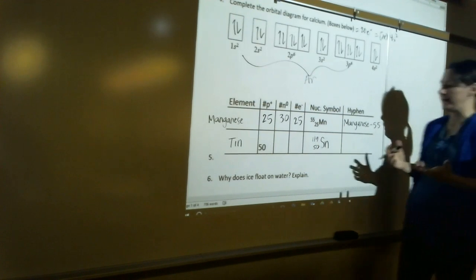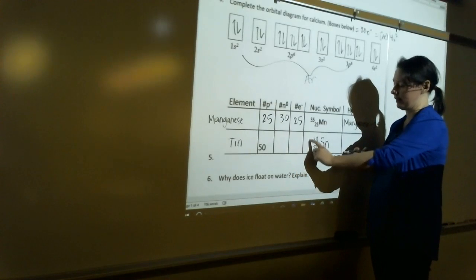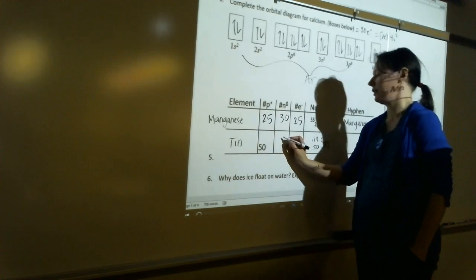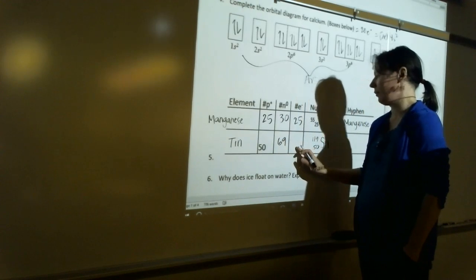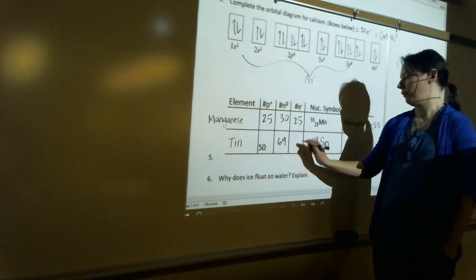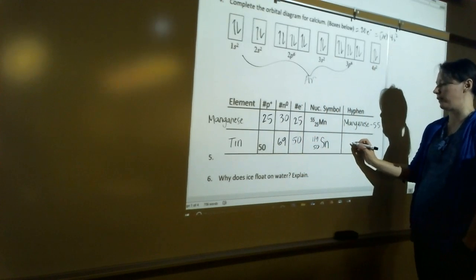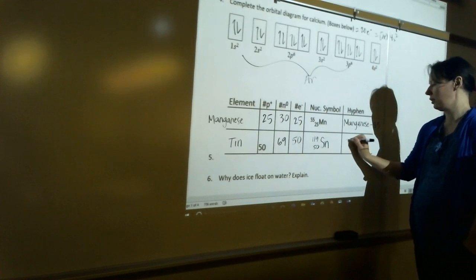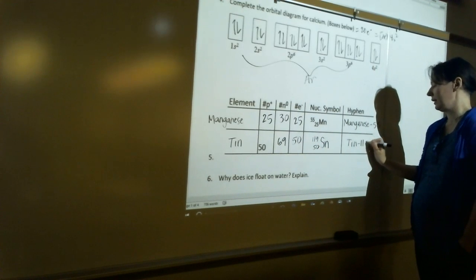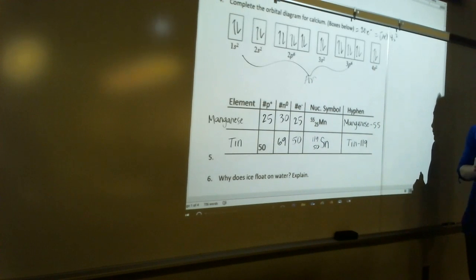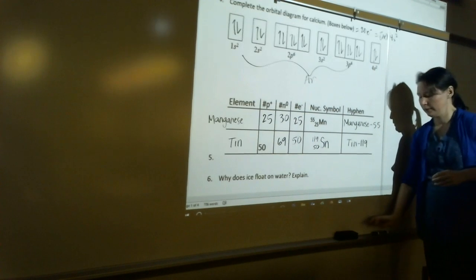Okay, so now we're ready to do our number of neutrons, because this is set up nice and neat for us. So how many neutrons does it have? 69. And how many electrons? 50, right? This isn't an ion. And so how will we write this in hyphen notation? Tin-119. Are we good on number 5? Questions on how we did number 5?